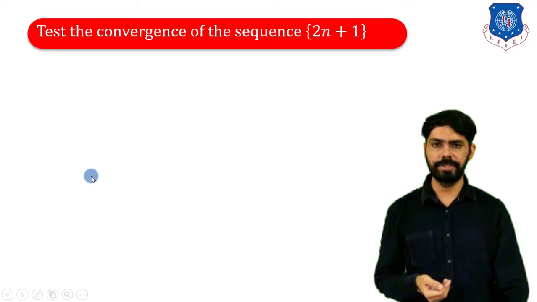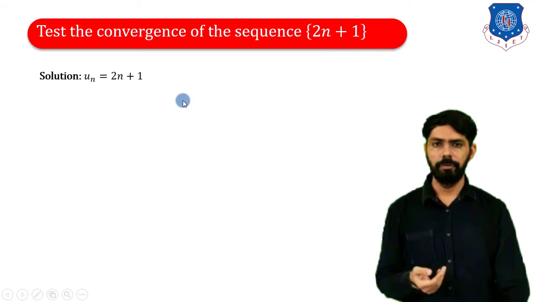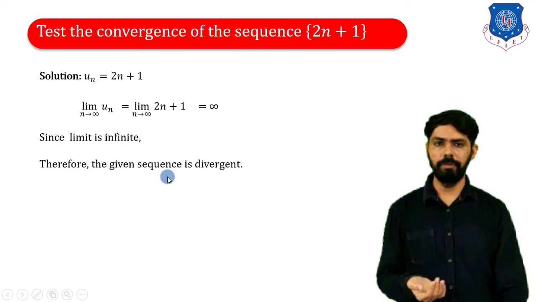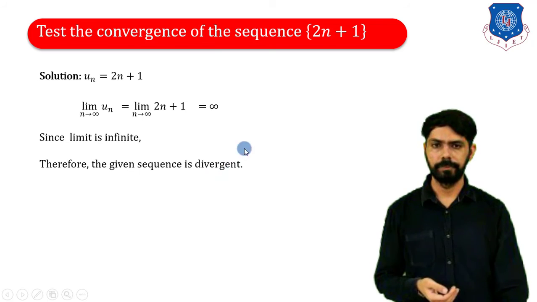Now we will discuss an example related to this. Test the convergence of the sequence 2n plus 1. So here un is equal to 2n plus 1. Now we will find out limit n tends to infinity un is equal to limit n tends to infinity (2n plus 1). Now here if we replace n by infinity, it will be infinity plus 1, so it will be infinity. Since the limit is infinity, therefore the given sequence is divergent.